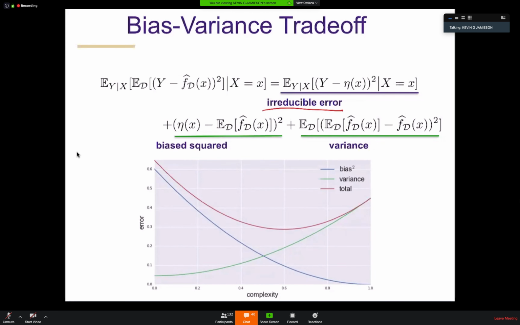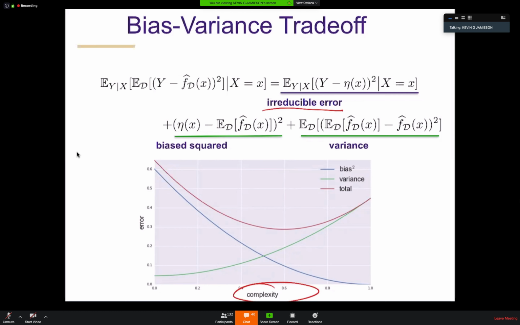We know that as complexity, and we're being sort of vague about what we mean by complexity, we're going to see an explicit example in just a moment. But you can think of complexity as being the degree of the polynomial. Okay, so a degree 2 polynomial has less complexity than a degree 5 polynomial. So complexity increases as the degree increases.